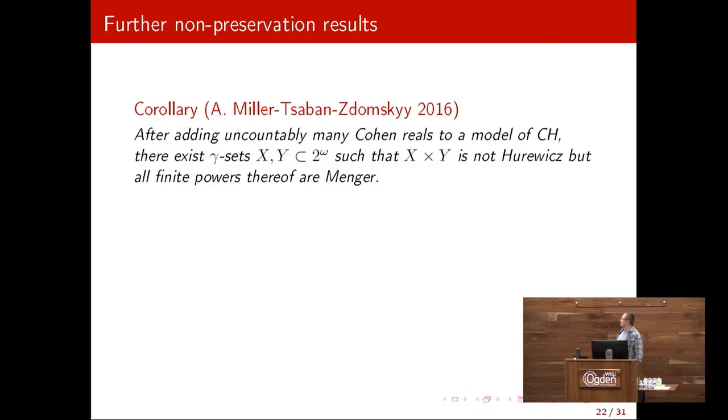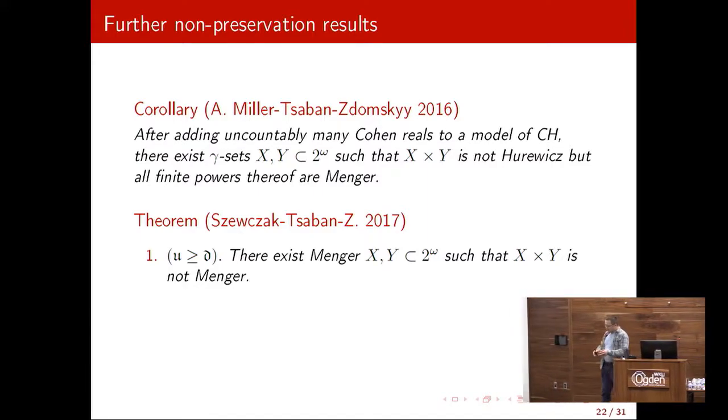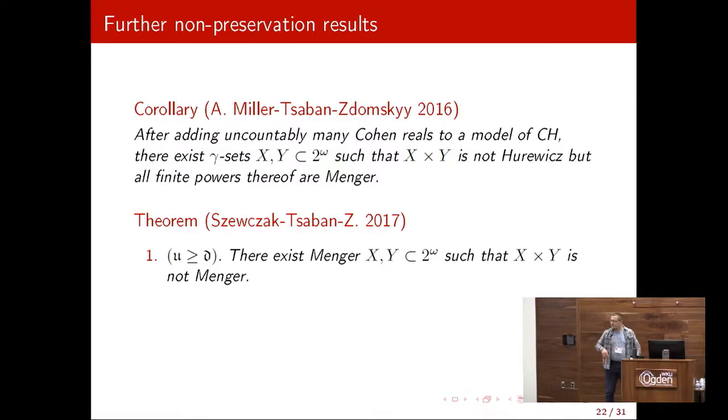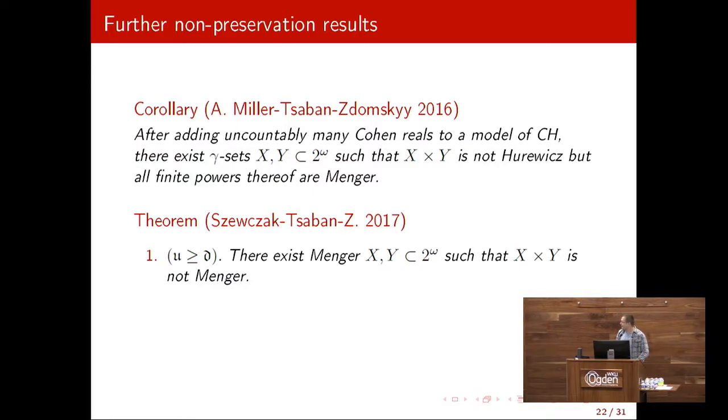So we've got a slightly weaker statement. We've got gamma sets whose product is not Hurewicz. Now, what if you don't need the spaces to have these strong properties from the lower line, but you are fine with just getting the same property as an outcome?